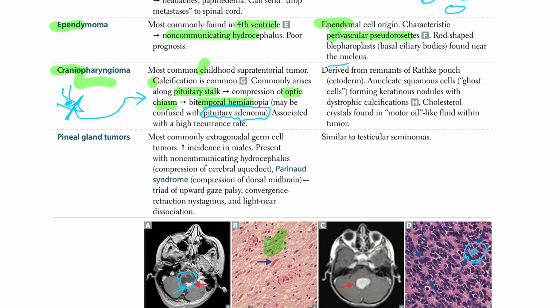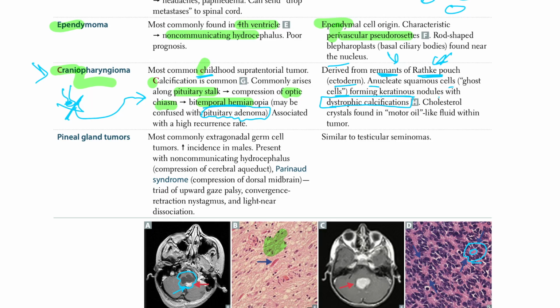But here we have to differentiate, this being a childhood tumor that is going to be a derivative of Rathke's pouch. If you see a Rathke's pouch, you can right away think about craniopharyngioma. If there is a remnant of a Rathke's pouch, it is craniopharyngioma, which is of ectodermal origin. It has anucleate squamous cells, which are the ghost cells forming keratinous nodules with dystrophic calcification.